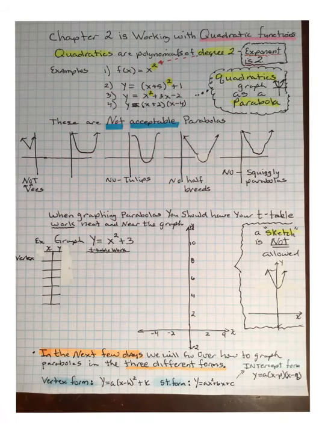Quadratics, so we're in chapter 2 now, and chapter 2 is working with quadratic functions. And quadratics are polynomials of degree 2. That is where the exponent is 2. And notice in examples 1, 2, and 3, we have all different styles of quadratics. So we have degree 2s. And quadratics will always graph as that U-shape, which we call a parabola.